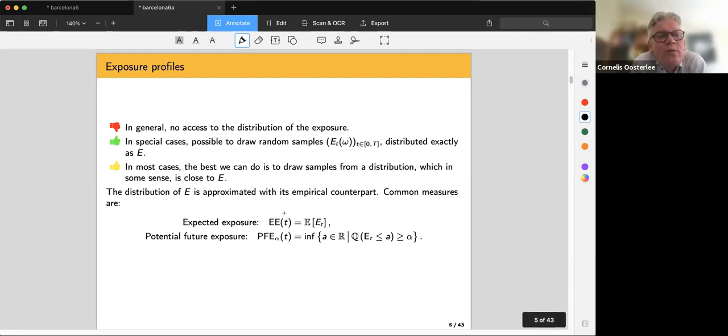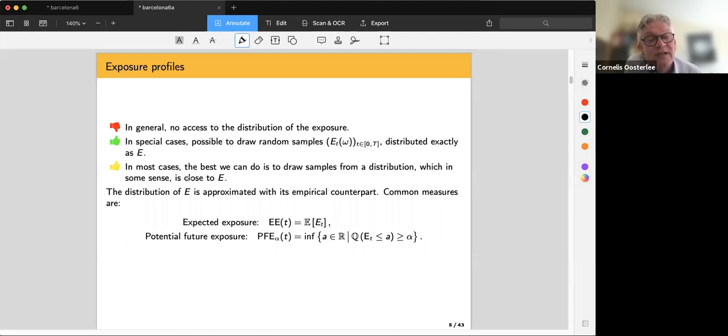So in general, we do not have access to the distribution of the exposure. However, in special cases, we can draw random samples. The exposure at a path, omega, t runs from 0 to capital T, and that would be distributed exactly as S. However, in most cases, the best we can do is to draw samples from a distribution which is in some sense close to E. So the distribution of the exposure is approximated by its empirical counterpart.